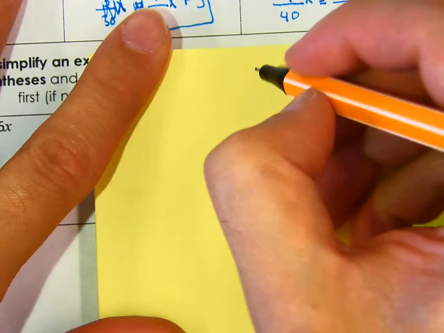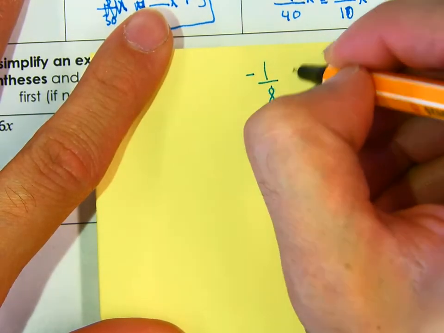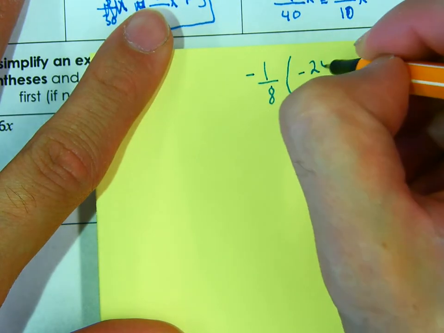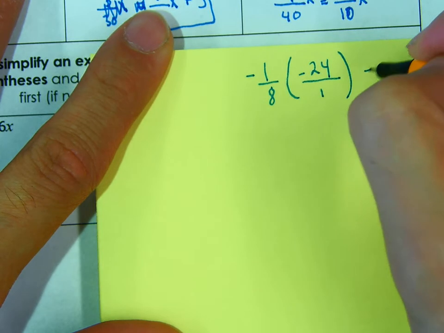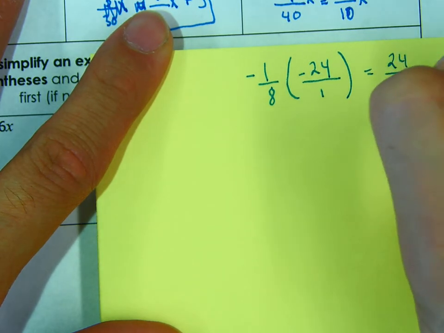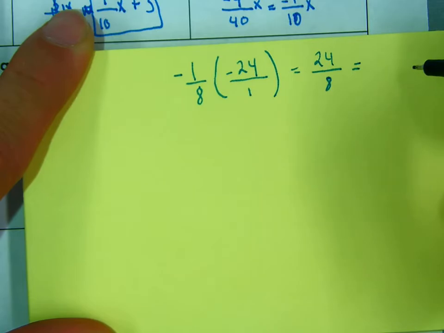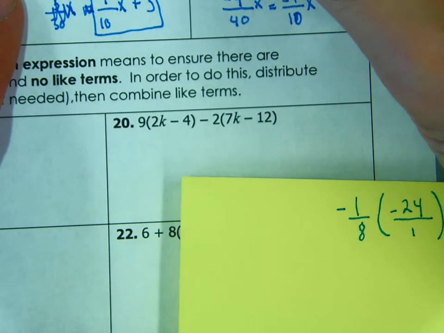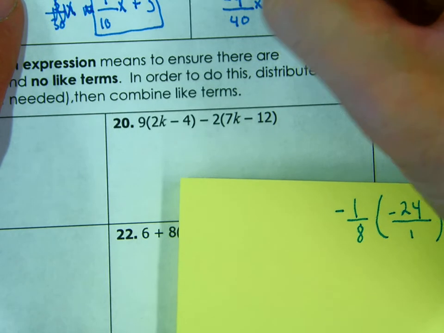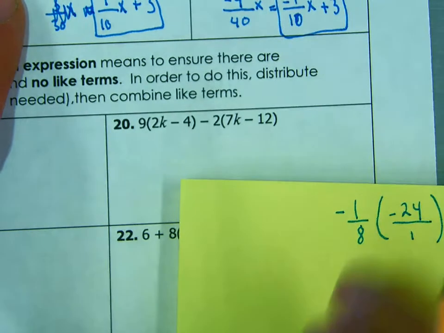What is negative 1/8 times negative 24? I put that over 1. Negative 1 times negative 24 is positive 24. Divided by 8 is 3. So then if I were to distribute this to this, right, the negative 1 over 8 to the negative 24, I should just get 3. Okie dokie.